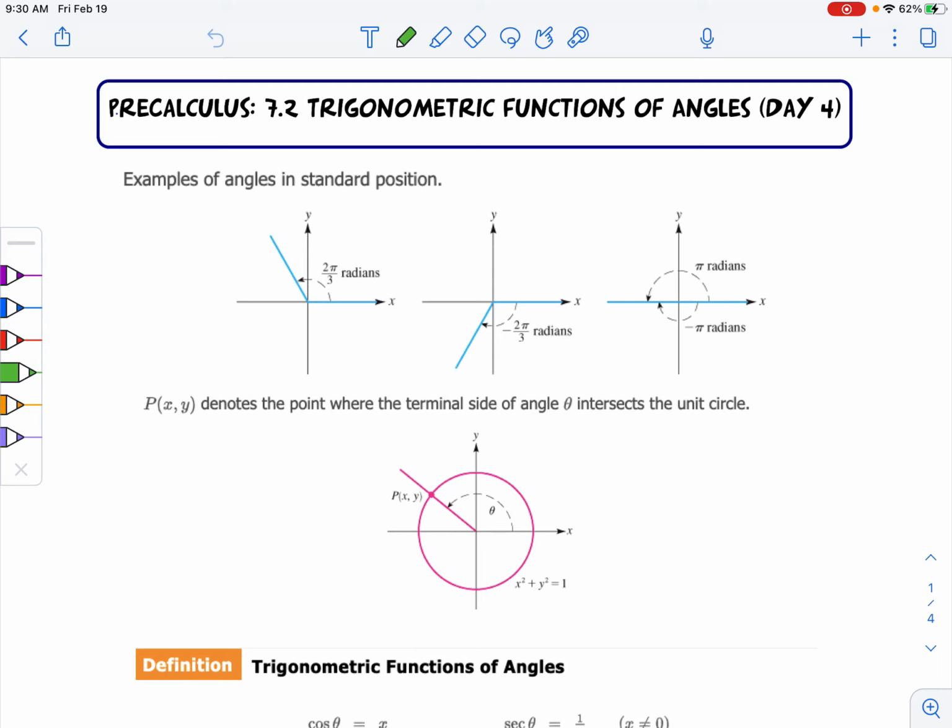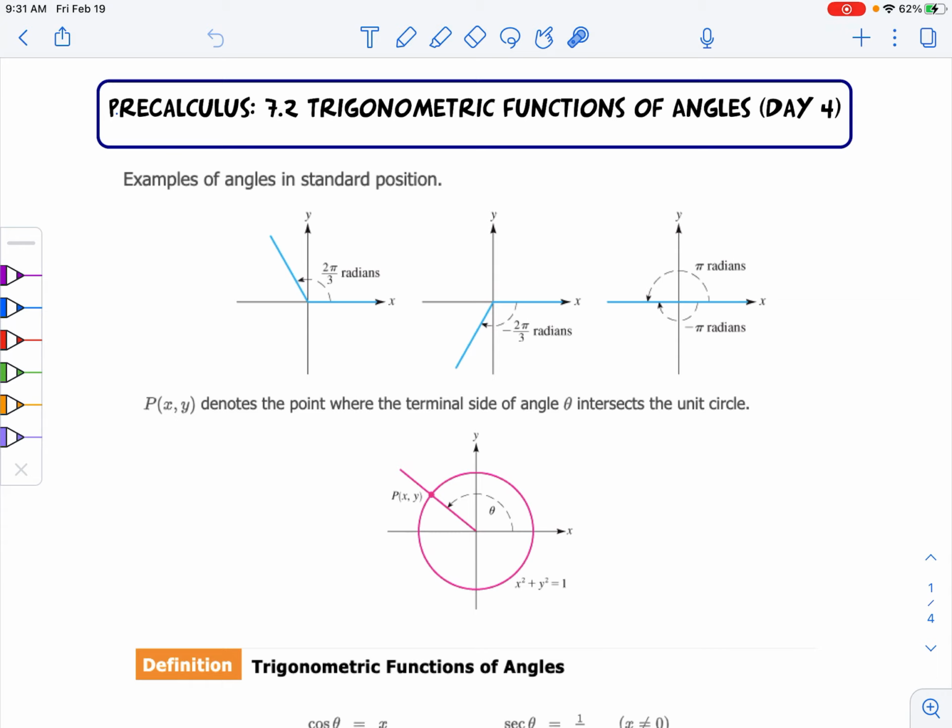Okay, so a couple examples in standard form for us to look at. This first one is 2 pi over 3 radians. Starting at the x-axis, going counterclockwise, ending with the terminal side, is 2 pi over 3 radians. Positive, because we're going counterclockwise. If I start at the x-axis and go clockwise, notice it's negative 2 pi over 3 radians. On the top here is positive pi or negative pi, depending on which direction you go from the x-axis. Everything is in terms of radians.